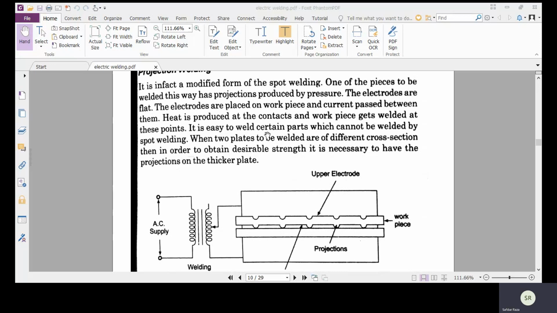It is easy to weld certain parts which cannot be welded by spot welding. When two plates to be welded are of different cross section, then in order to obtain desirable strength, it is necessary to have projections on the thicker plate.